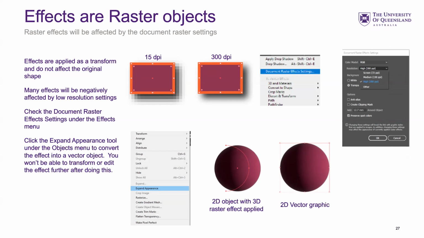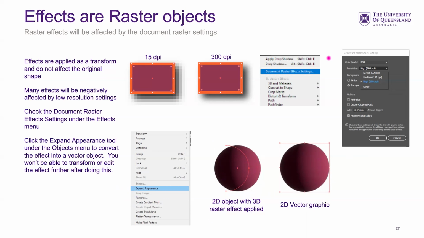As I said, the effects are applied as a transform. If you want to lock that effect in so it doesn't change moving forward, click on the object menu and then scroll down to expand appearance. So you'll go from something like this. If you look at the red semicircle here, this is a semicircle shape to which we've applied a 3D revolve transform, but the original shape that we click on is still that semicircle. Once we expand appearance, we essentially turn that into a vector graphic.